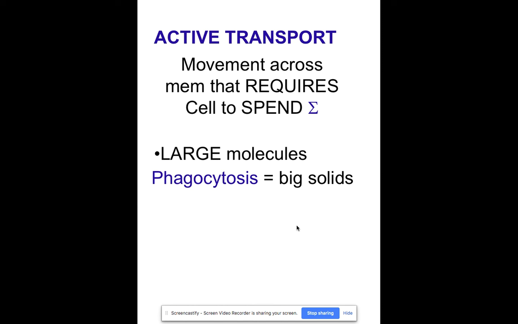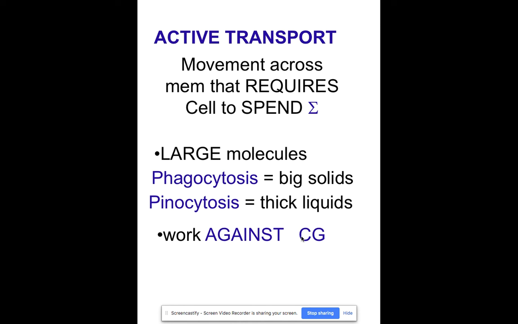Two types of active transport are phagocytosis and pinocytosis. Cytosis just has to do with the cell and moving things across the cell. Phagocytosis is when we're moving solids, like food items; sometimes you need to bring whole molecules in. Pinocytosis is when you bring thick liquids in.